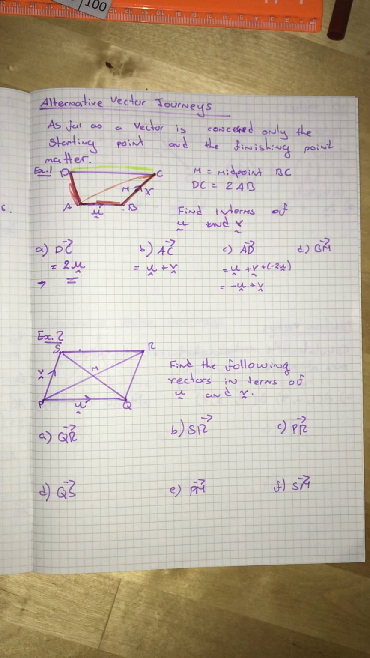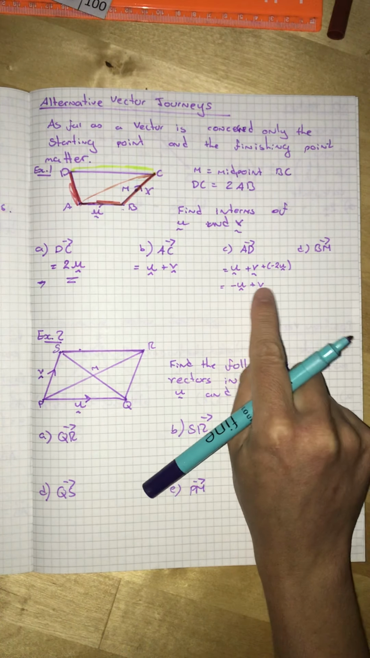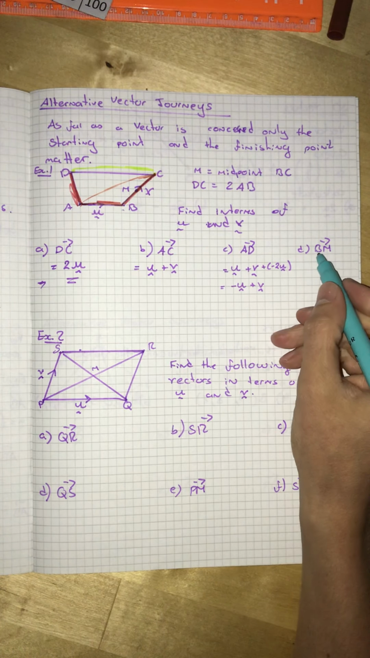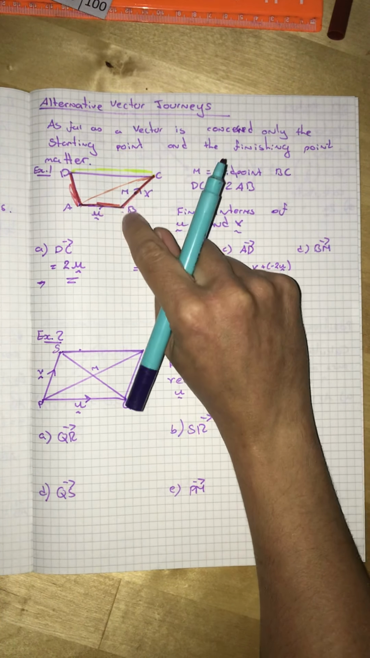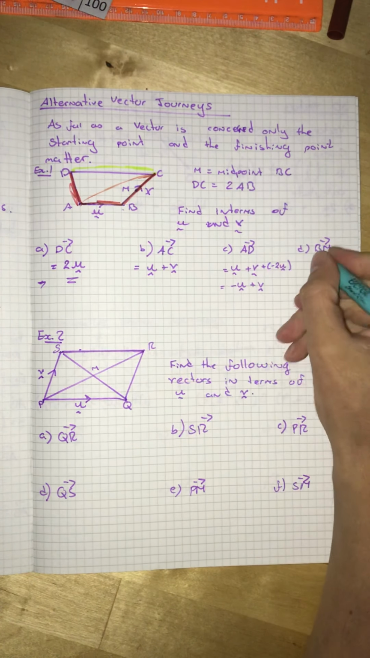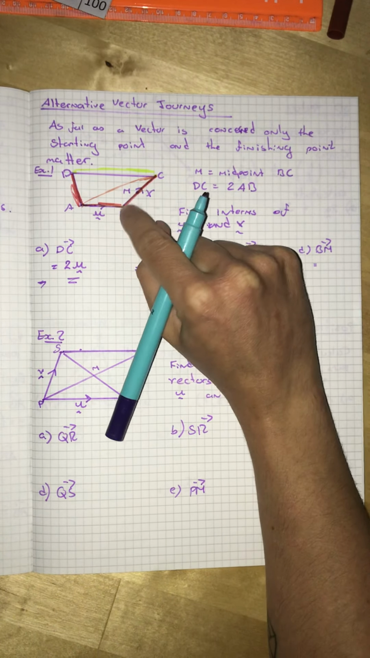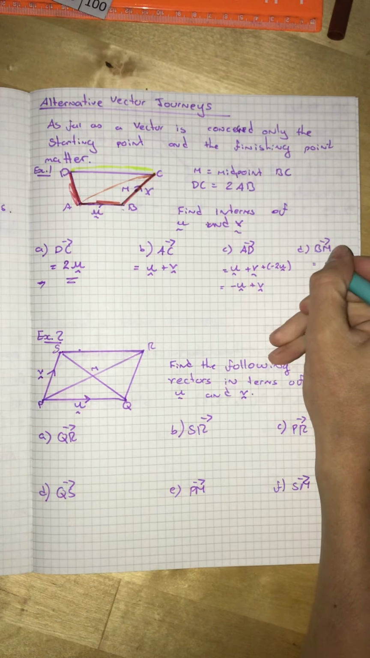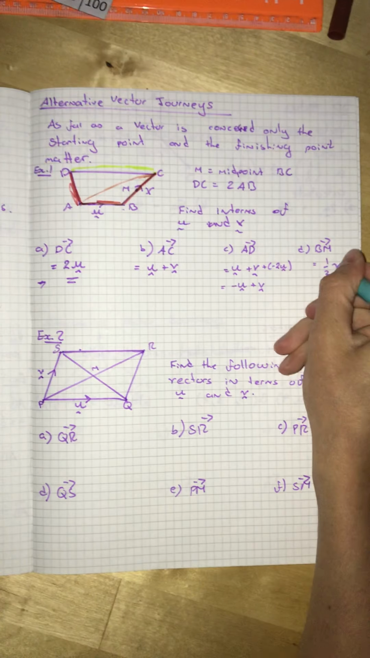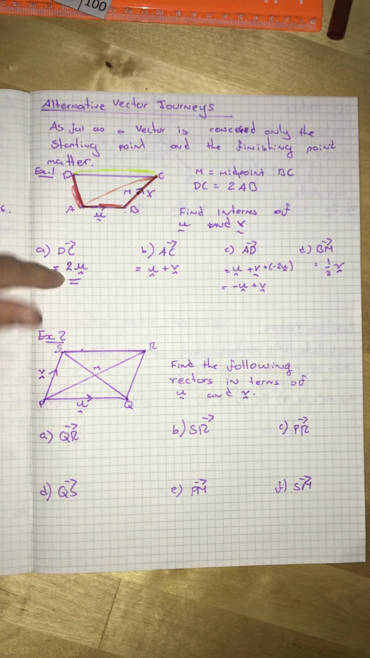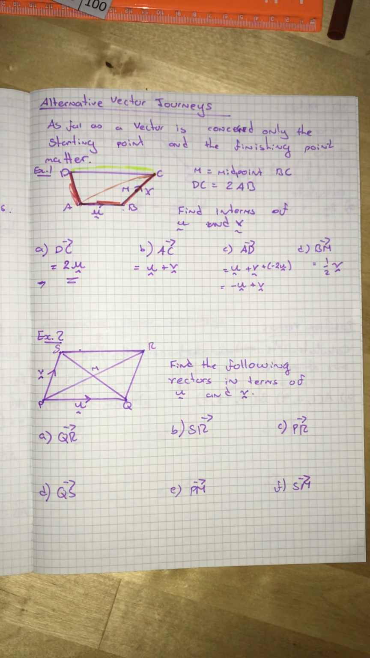So the vector A to D is negative u plus v. Last one in this question, it is the vector B to M. Now it says here that M is the midpoint of BC. So if that journey is V, then the vector journey halfway is just going to be half V. Okay, so you can multiply them just like we did here where we multiplied it by 2. We can multiply it by a fraction.